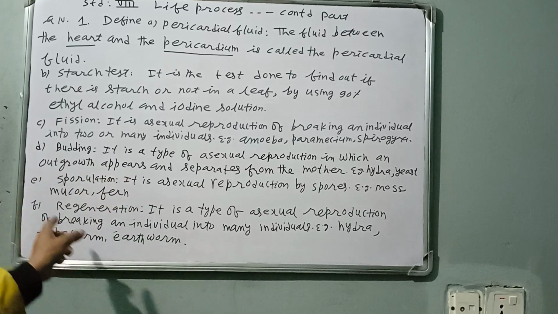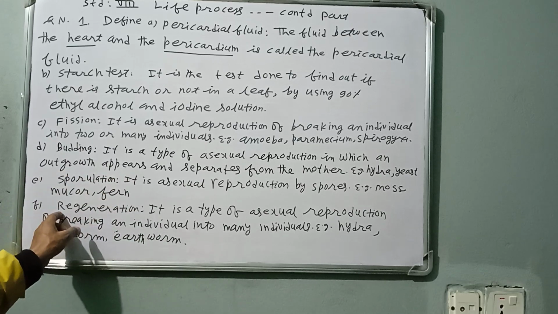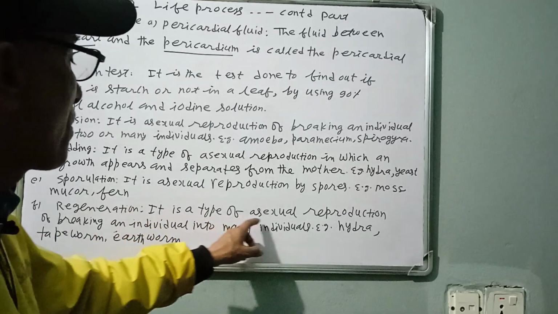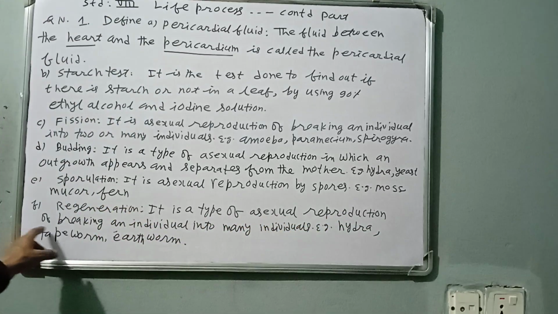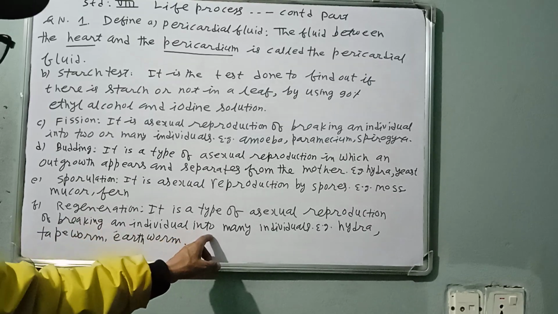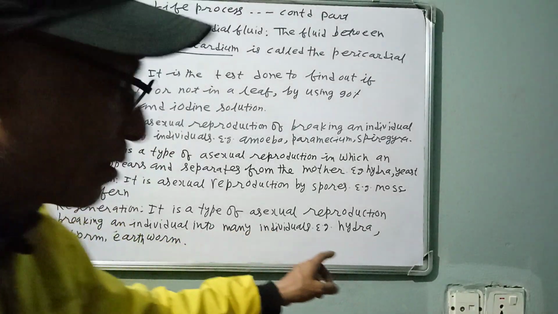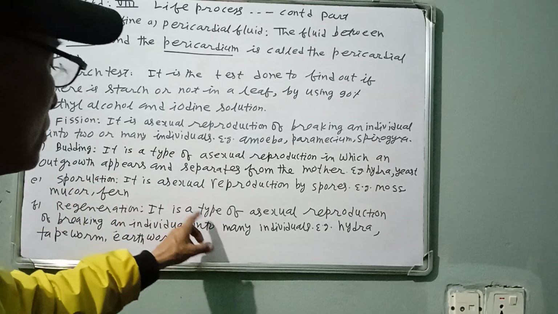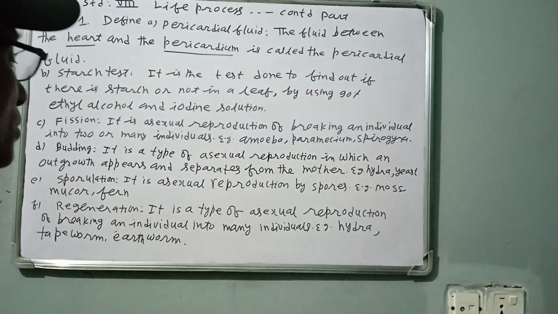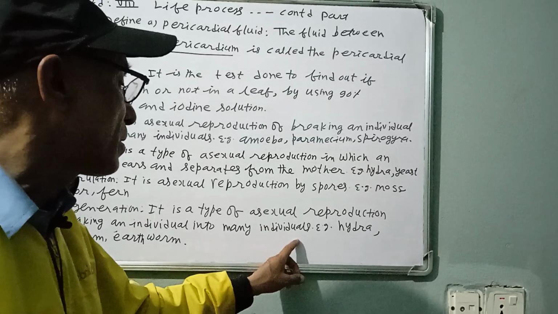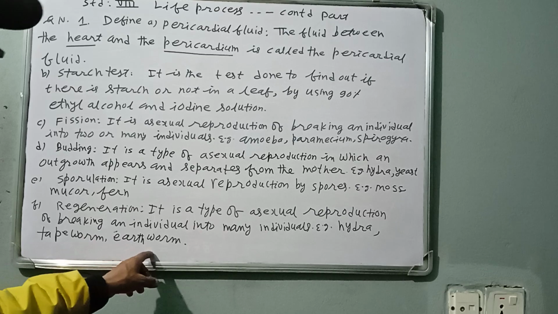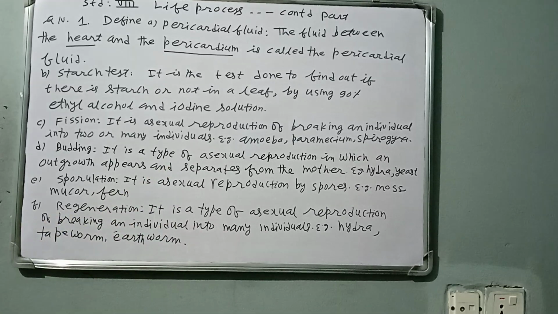Sporulation. Spores. F. Regeneration. Just by the word regeneration. It is a type of asexual reproduction of breaking an individual into many individuals. Means just like fragmentation, one organism is broken into many organisms under suitable conditions. Example, hydra, tapeworm, earthworm. These organisms break into many.